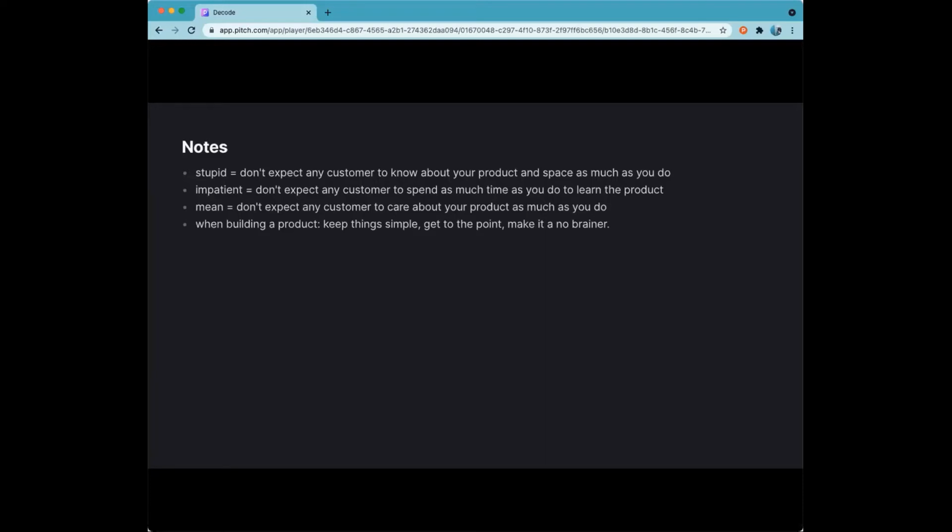And mean: when you're writing an essay, you give yourself the benefit of the doubt in terms of logical gaps or arguments, and they're not going to do that because they just don't care as much. They're not as invested in the correctness of the essay. So to put yourself in their shoes a bit more, because you're naturally going to be very tied to what you're doing, just imagine they're stupid, impatient, mean, and that'll get you a much more accurate portrait of how your product will be interpreted. And so, keep things simple, get to the point, make it a no-brainer.